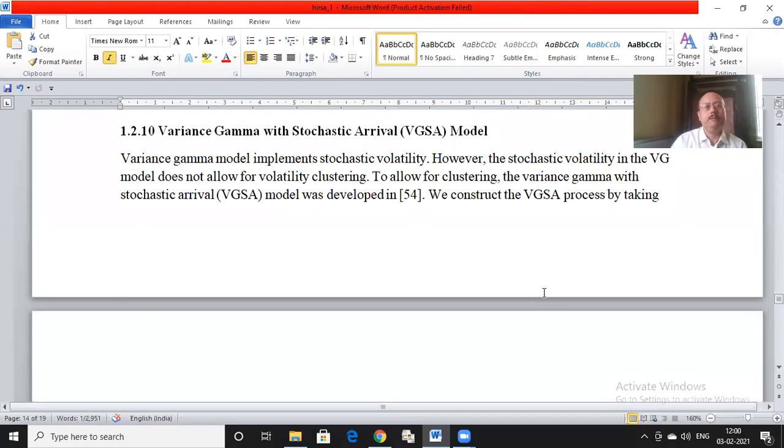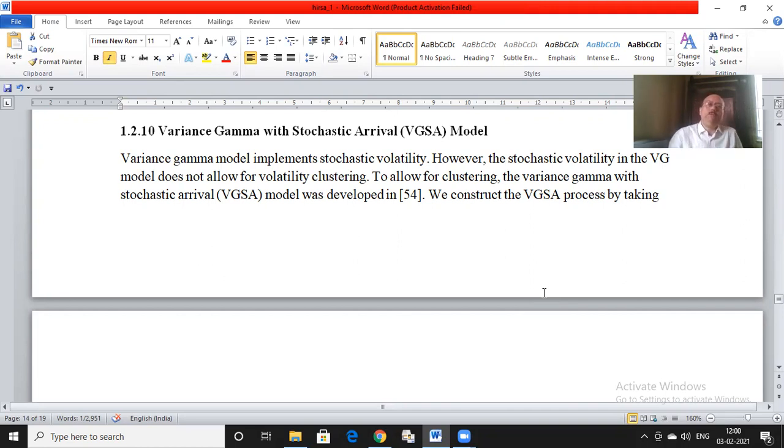So let me then move on and discuss another variation of the variance gamma model. Because the variance gamma is somehow a very interesting object. It's a very interesting object. So this particular variation of the variance gamma model is of interest in itself.